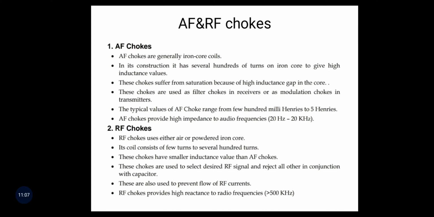Briefly, radio frequency chokes use air or powder iron as a core. The coil consists of a few turns to several hundred turns. These radio frequency chokes have a smaller inductance value than audio frequency chokes. These chokes are used, in conjunction with a capacitor, to select the desired radio frequency signal and reject all others.